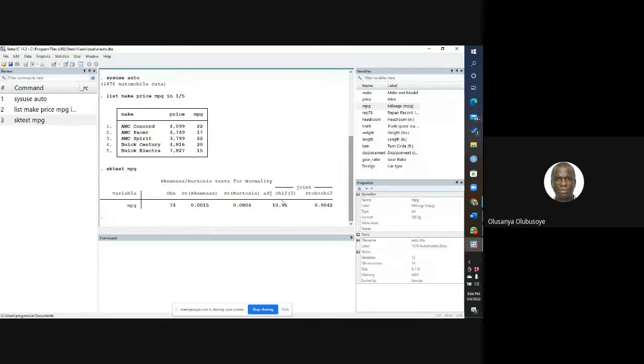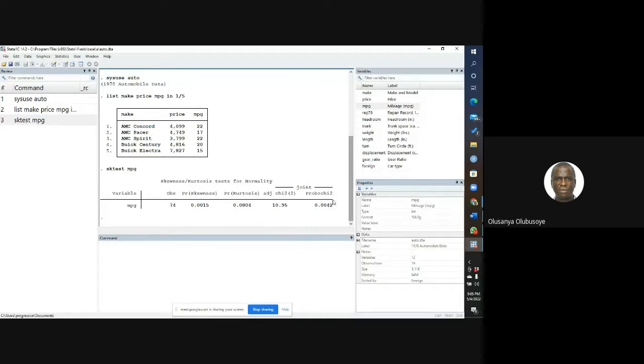This is the chi-square test, the adjusted chi-square test, for skewness. This test actually combines the skewness, that is the tail behavior, with the kurtosis, that is the peakedness behavior. So in taking a decision, you have to decide based on the joint behavior of the tail, which is skewness, and the peakedness, which is the kurtosis.